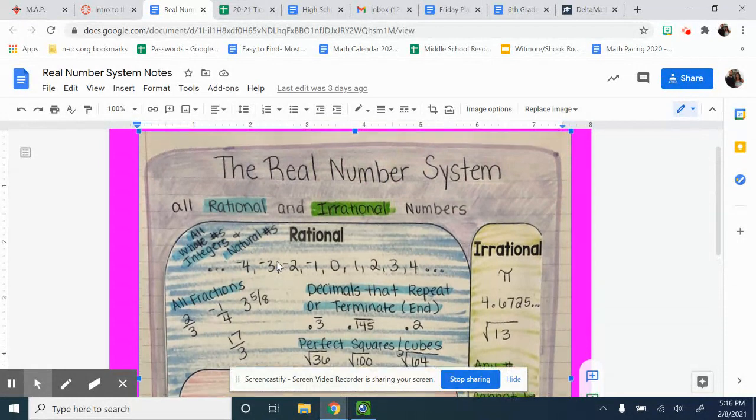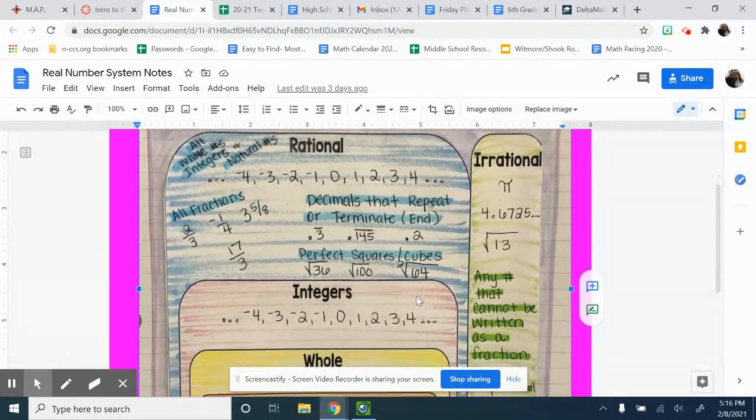So our big thing today is being able to take this chart and decide, is a number rational? Is it irrational? That's your first choice. If it is rational, is it a natural number, an integer, a whole number, or just a rational number? So those are your big topics for today, is just dividing out what kind of number we are looking at.